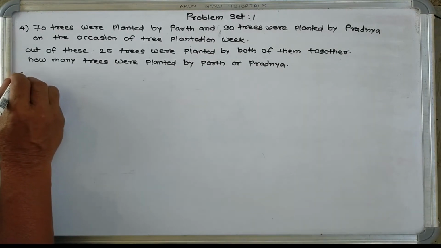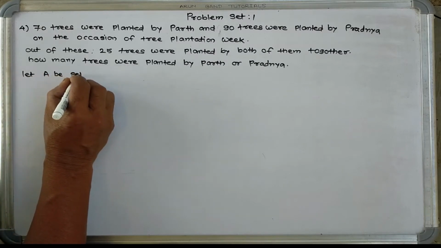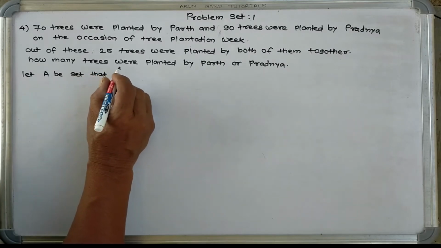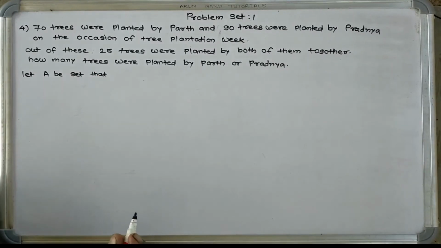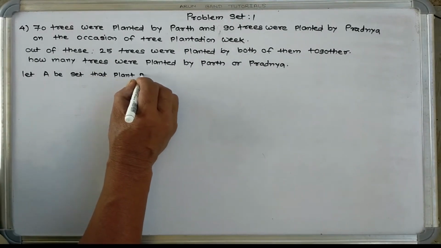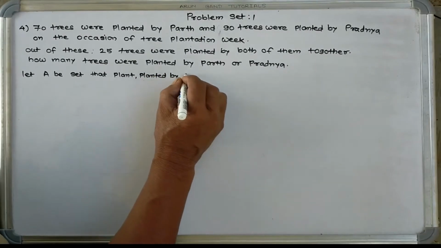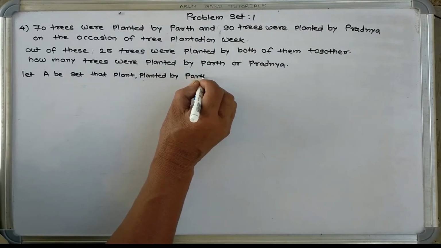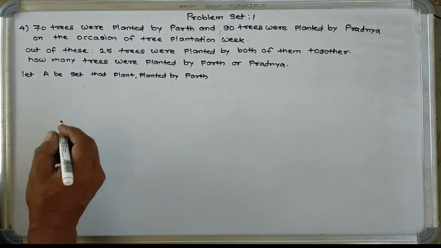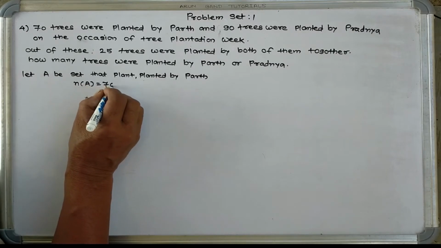Let A be the set of trees planted by Parth. So Parth had planted 70 trees, so n of A, number of A, will be equal to 70.